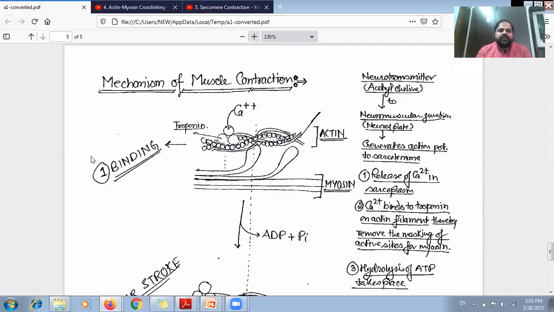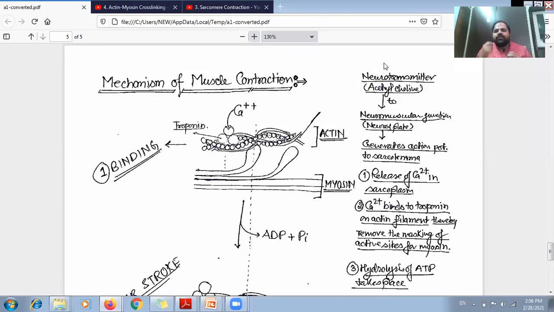So the first step of this muscle contraction is the binding, and during binding what happens is that the neurotransmitter in the form of acetylcholine is released on the neuromuscular junction or neural plate.